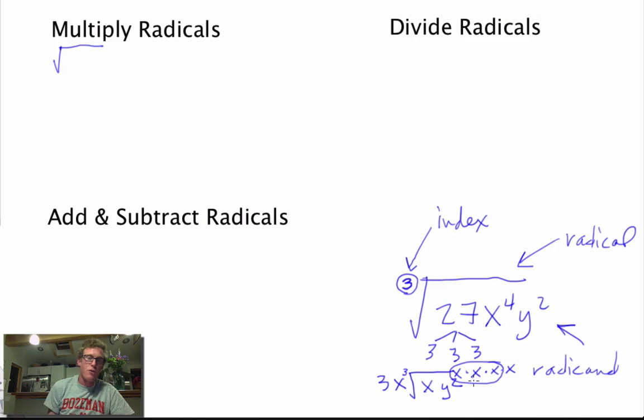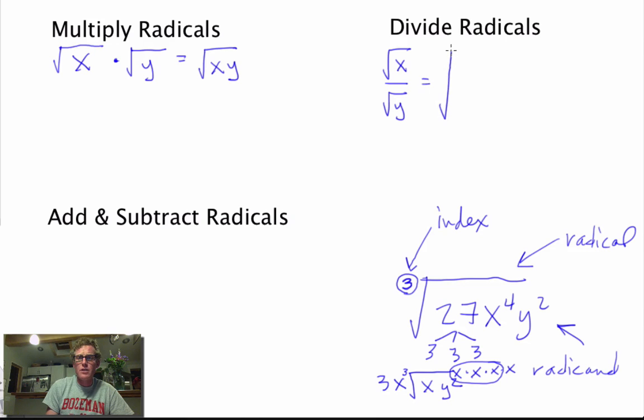Okay, so let's go back to multiplying radicals and dividing radicals. The general rule says that if I have square root of x times the square root of y, it means that I can rewrite it as the square root of xy. And when I'm dividing radicals, what that means is if I have the square root of x divided by the square root of y, I can rewrite this as the square root of x over y.